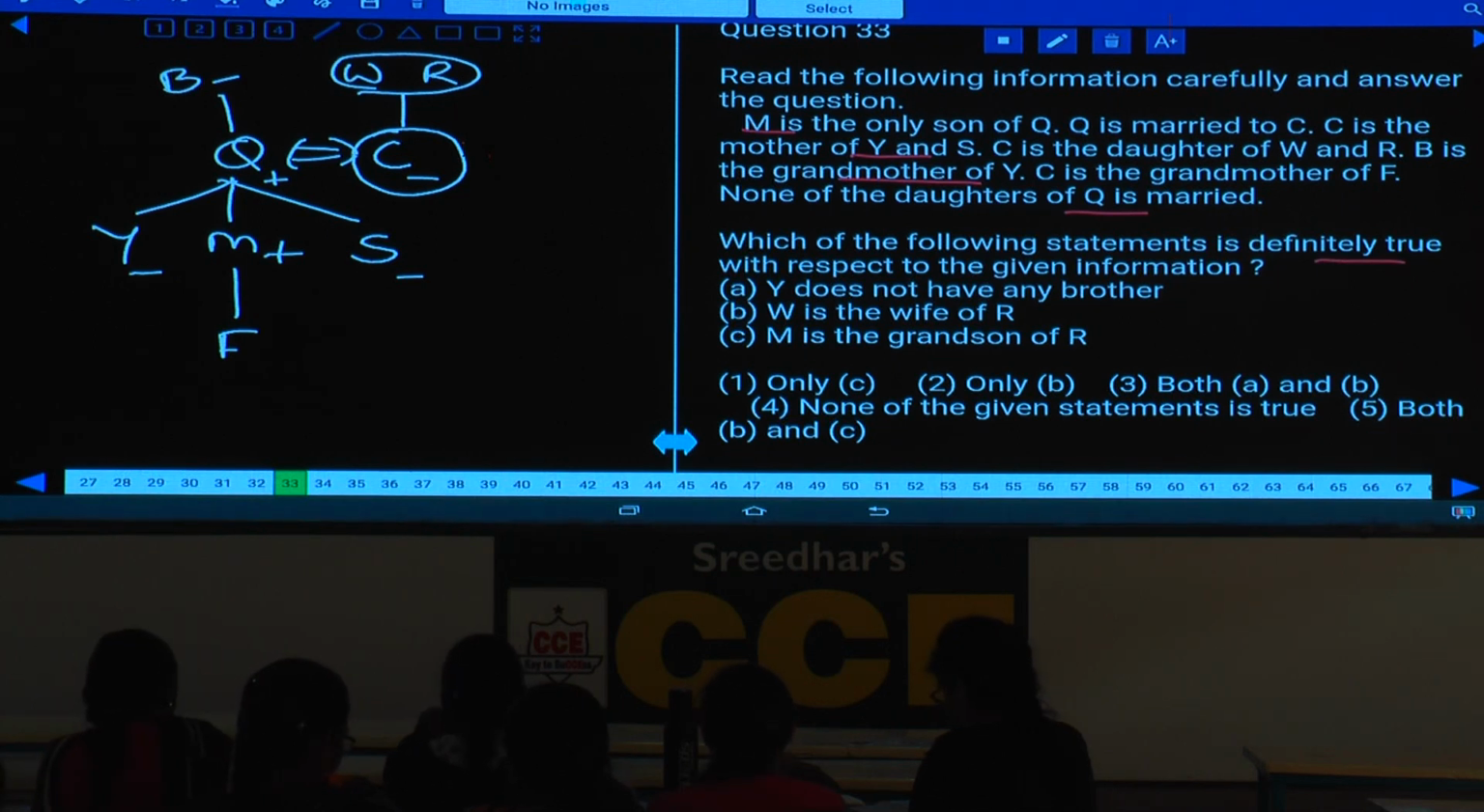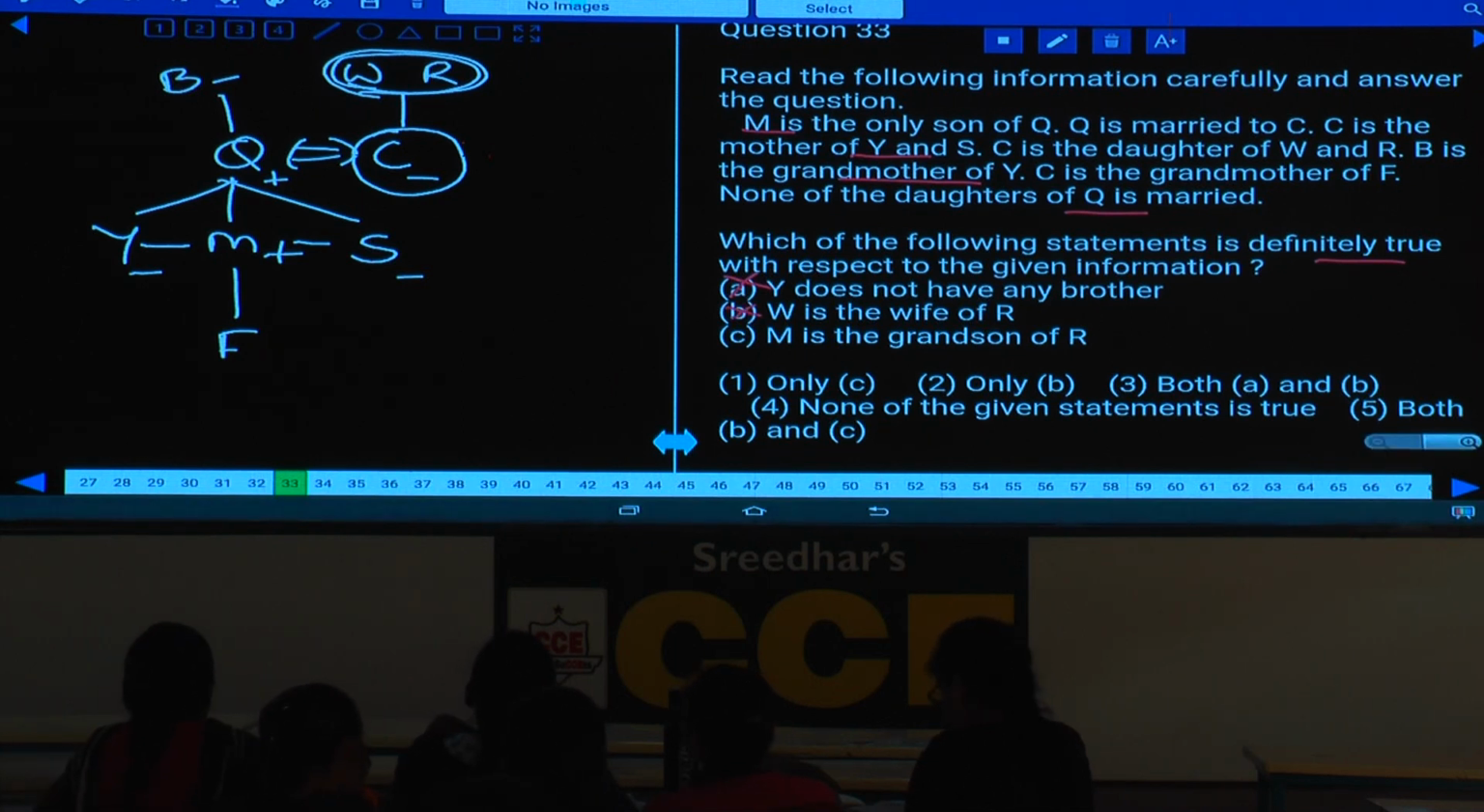Y does not have any brother. True or false? That is false because Y's brother is M. And B, W is the wife of R. True or false? Maybe wife or maybe husband, because the genders of these 2 persons W and R are not clearly known. Hence we cannot definitely say that it is definitely true. It can be true, can be false.